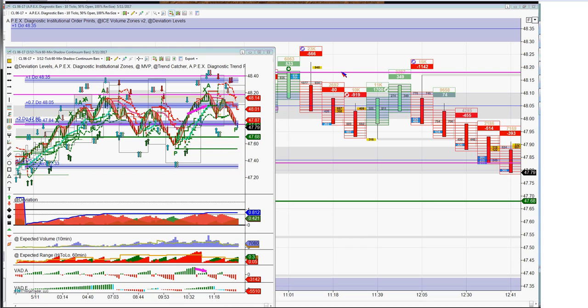Are those pink, fuchsia, whatever? Those are magnets, which we just broke. That's some pretty good volume.